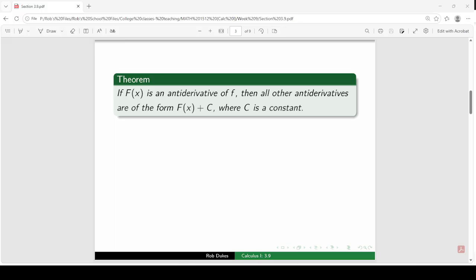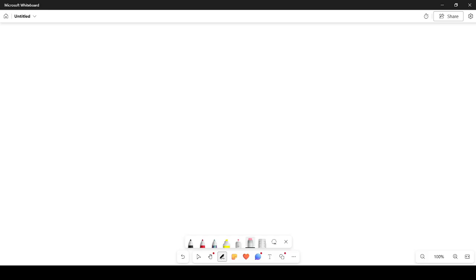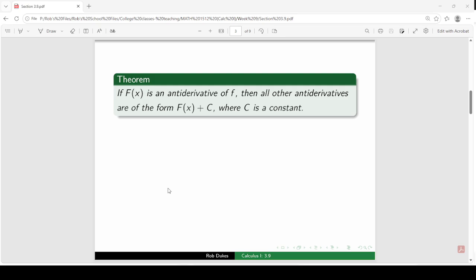So yeah, we can just take this as a given for now. If there is an antiderivative, and we know the form F of x, then any other one must be plus c. All right, so let's move along.